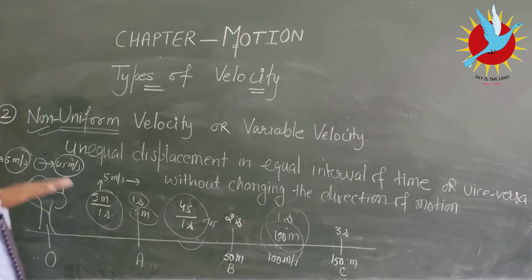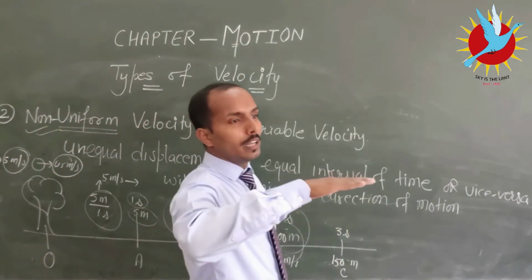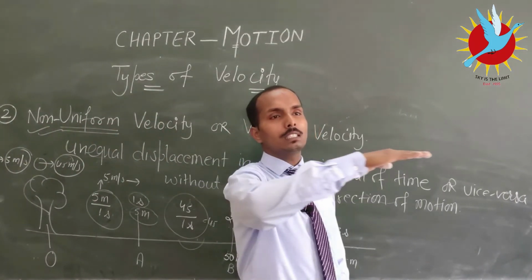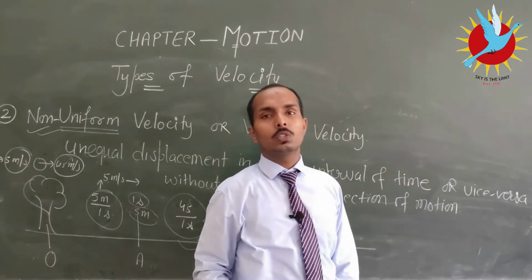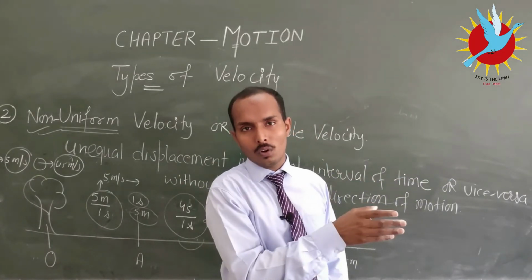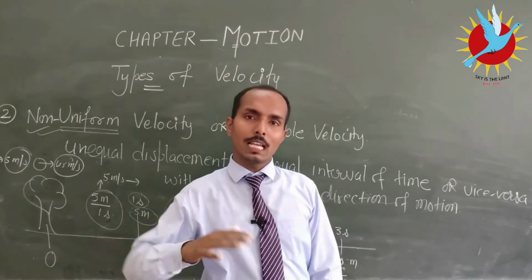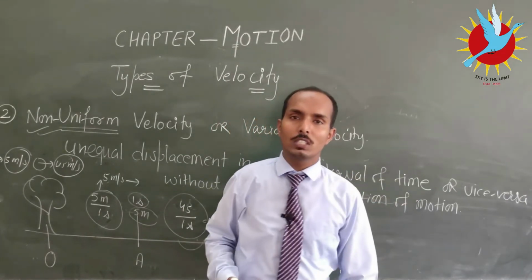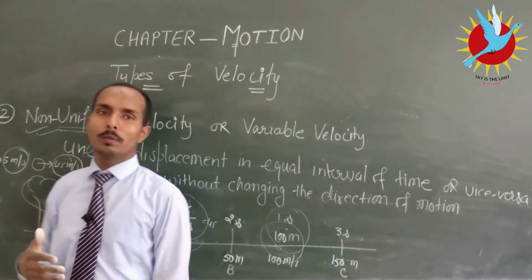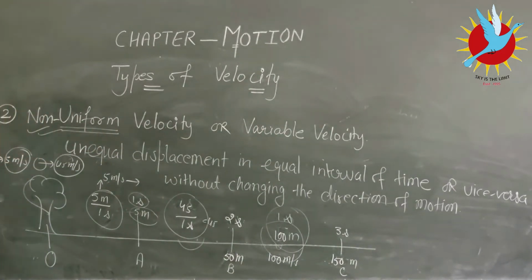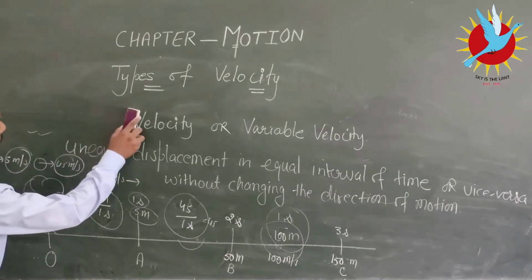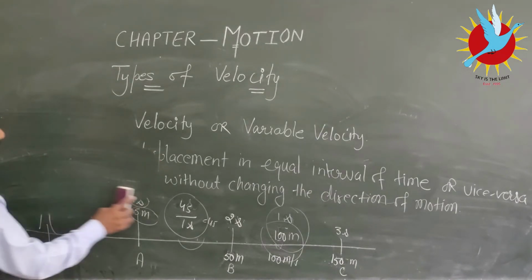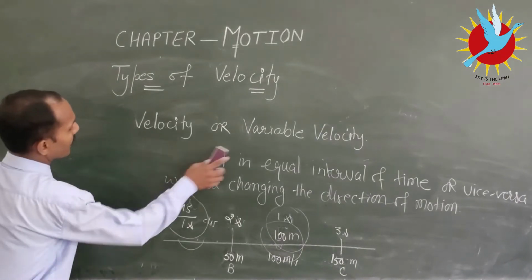Non-uniform velocity means sometimes the velocity is 5 meters per second, sometimes 10. The velocity is varying. But if the body covers 5 meters, 5 meters, 5 meters, and at every point its velocity is 5 meters per second, then the body is said to have uniform velocity. So this is the way to understand uniform and non-uniform velocity.